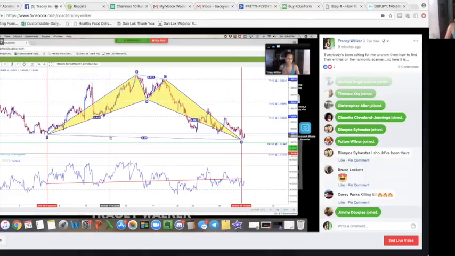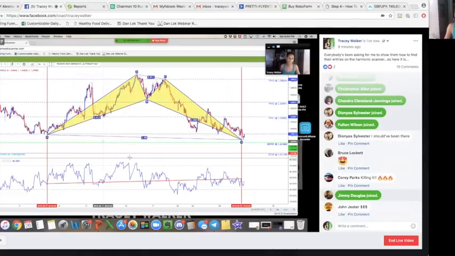This is the way I do it: I test for divergence first. If I don't see divergence, I don't really do anything else. I want an indication that there's a reversal before I do anything. So if I don't see that this line is going down and this one's going up, or that this one's going up and this one's going down, then I'm not spending much more time. I'm moving on to the next pattern. Real simple. In this case, this one does have divergence.